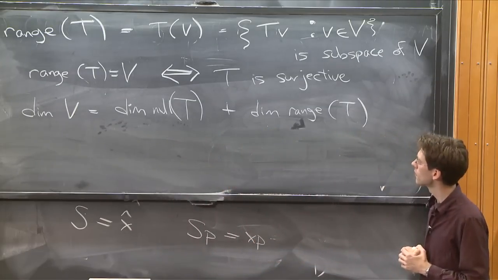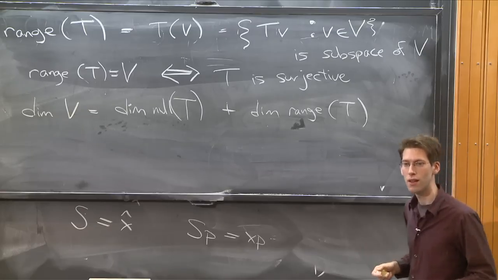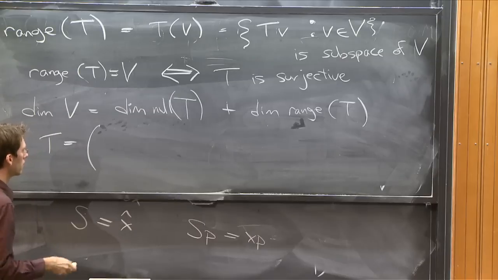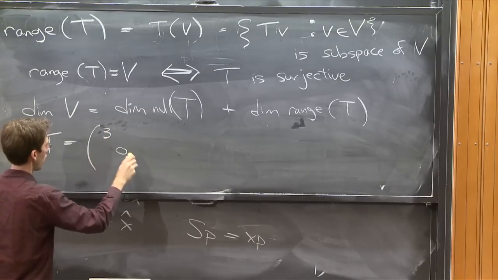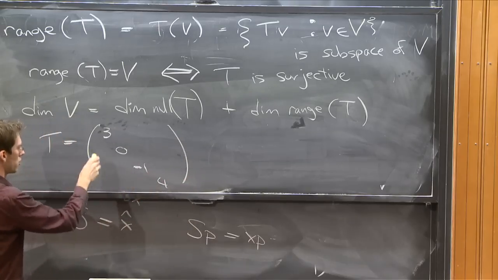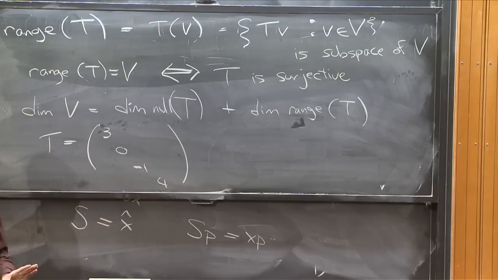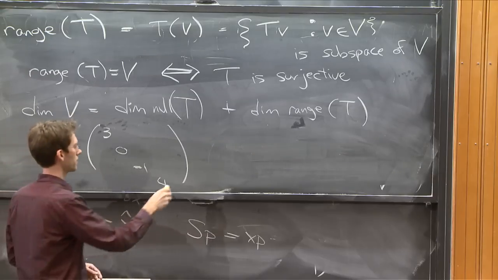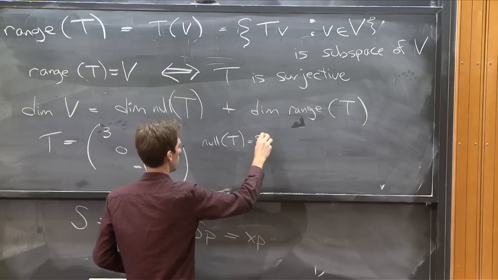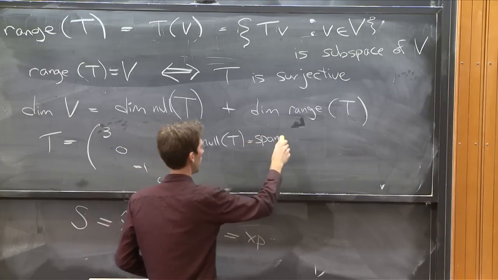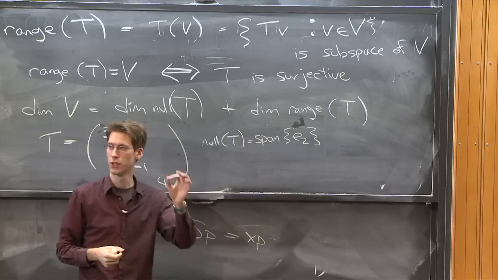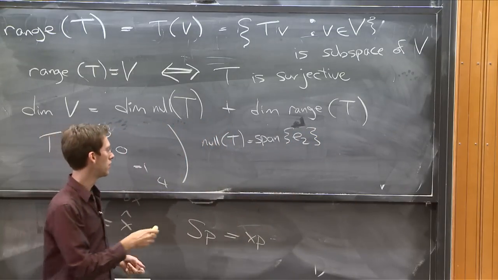And in general, let me give you a very simple example. Let's suppose that T is equal to diag(3, 0, -1, 4). So just a diagonal 4 by 4 matrix. Then the null space would be the span of E2. That's the vector with a 1 in the second position.